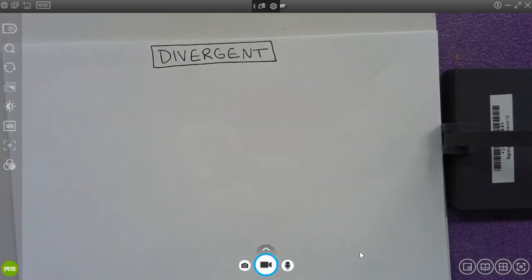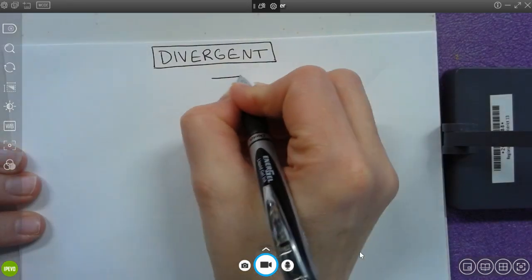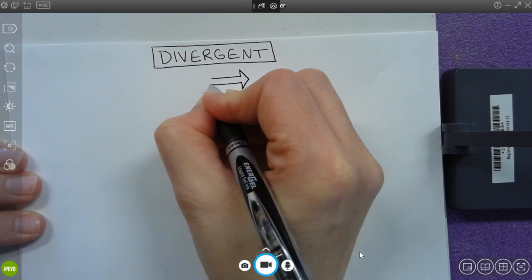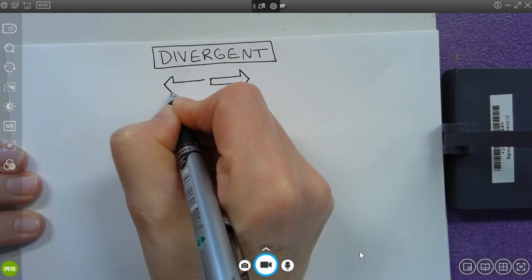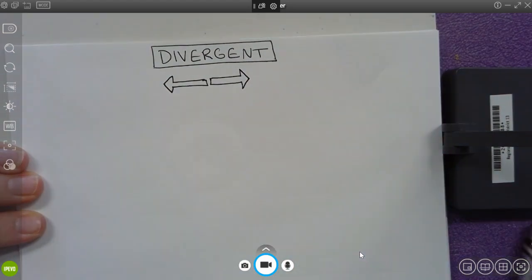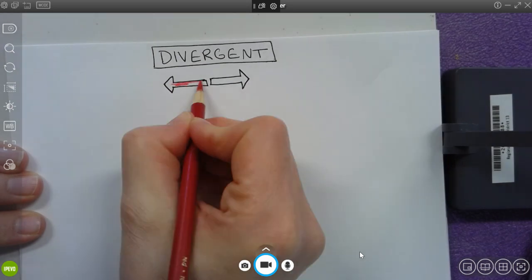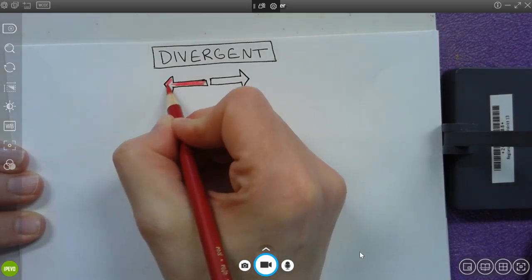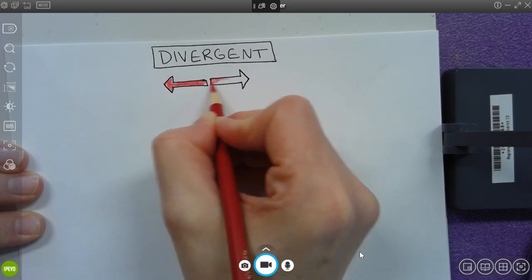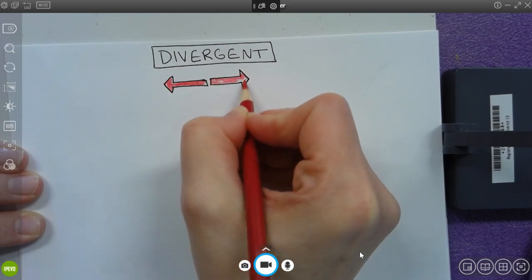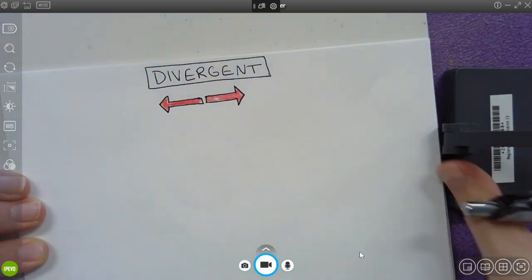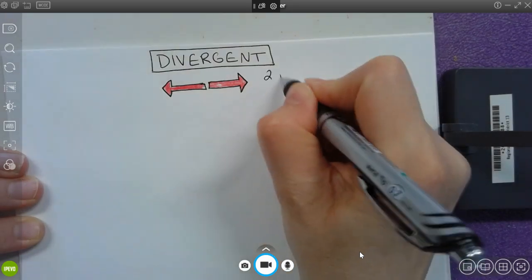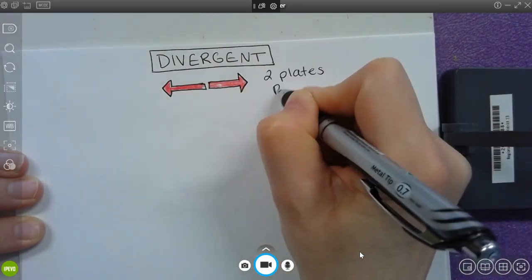And I'm also going to use arrows to show what's happening at a divergent boundary. So I'm going to have one arrow pointing to the right and one arrow pointing to the left. And what that's showing is that at this plate boundary, the plates are moving away from one another. Okay, so two plates pull apart.